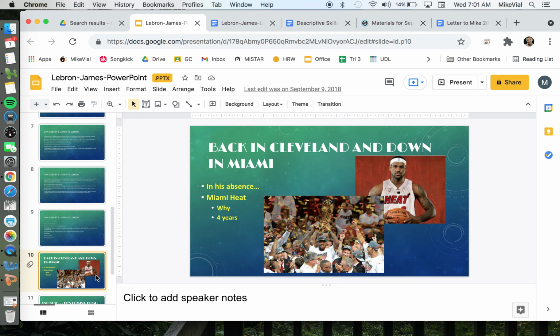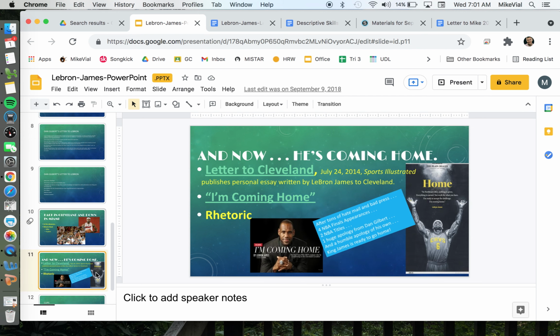And in his absence, he goes on to have a very successful career for Miami. I mean, Miami Heat is like a powerhouse for basketball. And I forget how many championships, finals they get into, but I know that they win at least one or two rings in those 4 years. LeBron James basically succeeds at his mission by winning a championship.